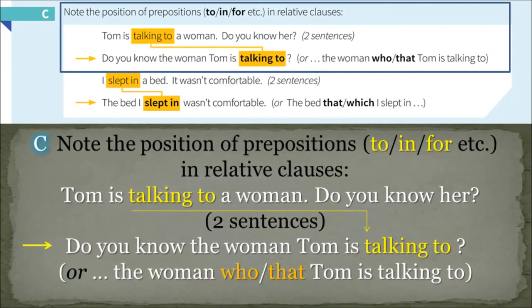C. Note the position of prepositions, to, in, for, etc. in relative clauses. Tom is talking to a woman. Do you know her? Two sentences. Do you know the woman Tom is talking to? Or, do you know the woman who Tom is talking to? Do you know the woman that Tom is talking to?